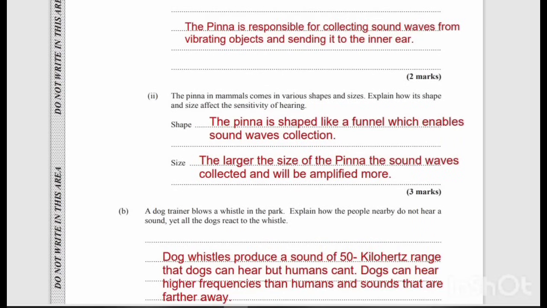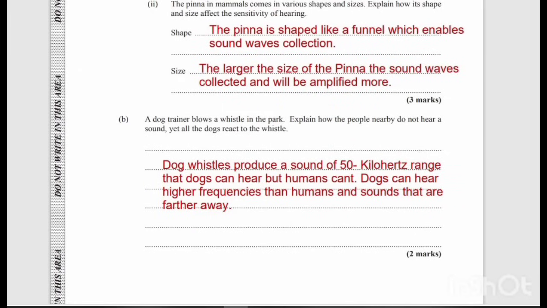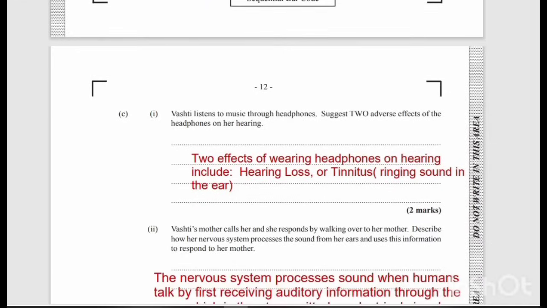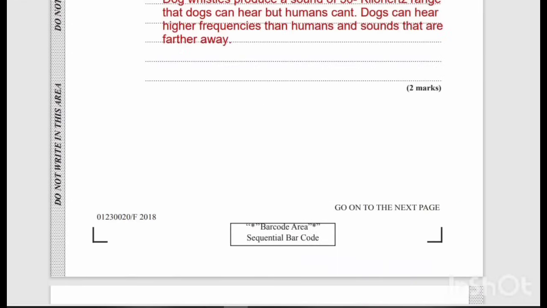The other part of the question says a dog trainer blows a whistle in the park. Explain how the people nearby do not hear a sound, yet all the dogs react to the whistle. Now, a dog whistle produces a sound of 50 kilohertz range that dogs can hear but humans can't. Dogs can hear higher frequencies than humans and sounds that are farther away. Now that would give you a total of 2 marks.